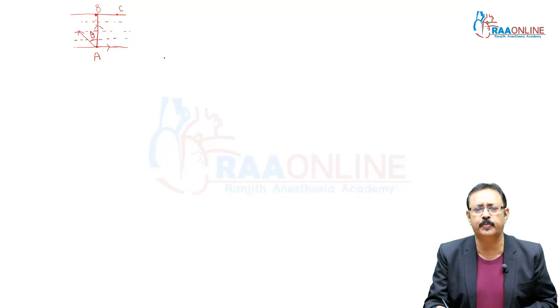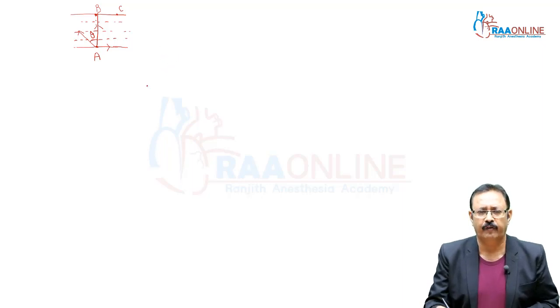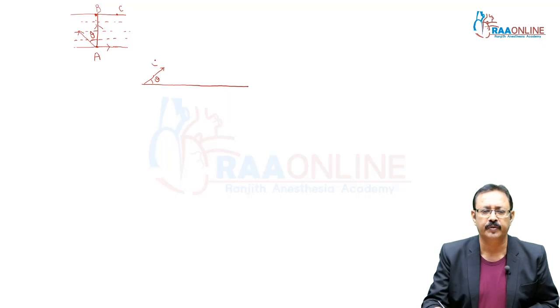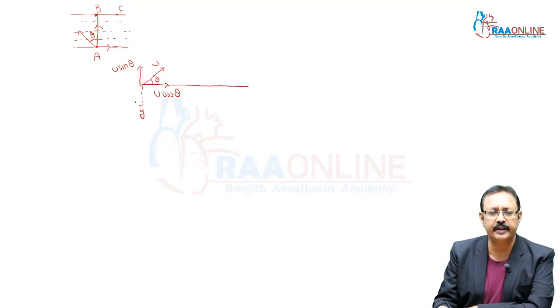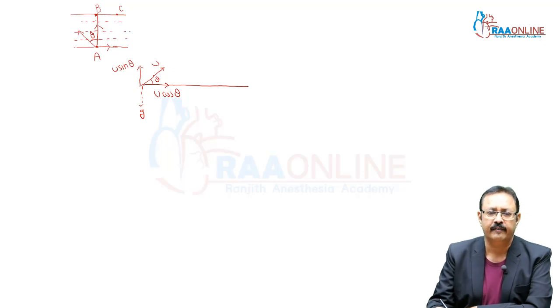Next important thing in this unit is projectile motion. When you are throwing an object at an angle theta with the horizontal, suppose with u, what will happen? Your velocity will divide in two parts. U sin theta is responsible for upward motion and u cos theta is responsible for horizontal motion. Since gravity has no effect on u cos theta, this velocity is constant. But due to g, this velocity is reducing. When it becomes 0, the particle will come back.